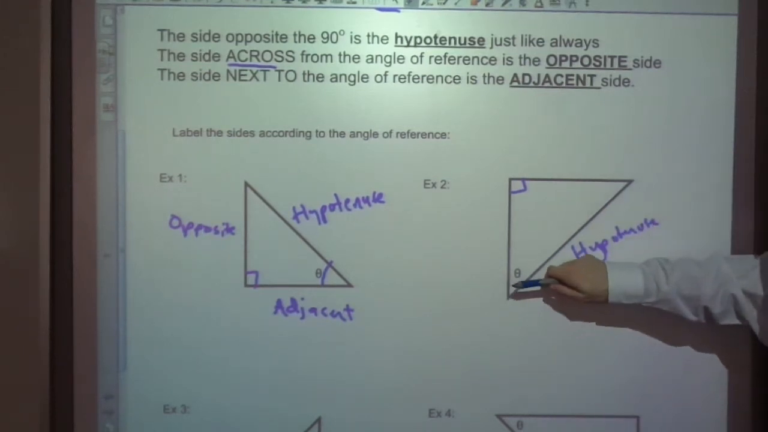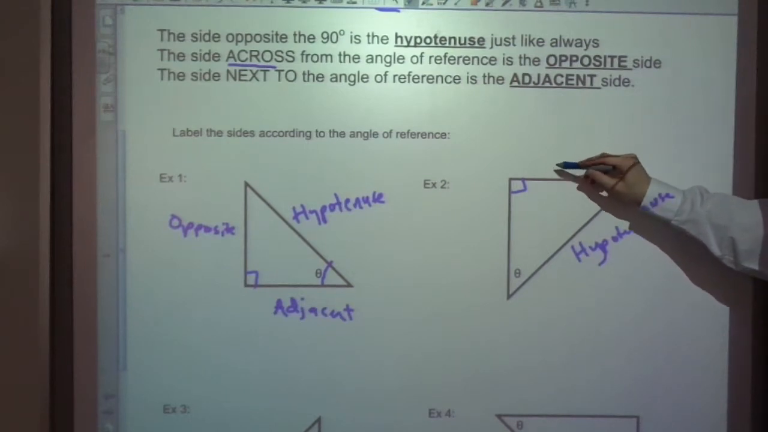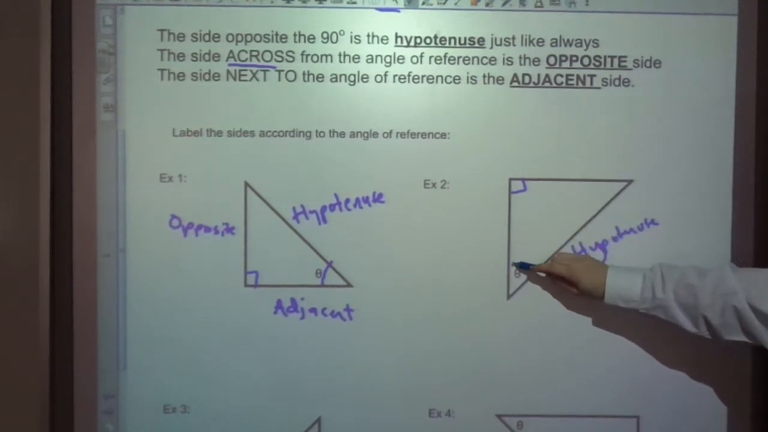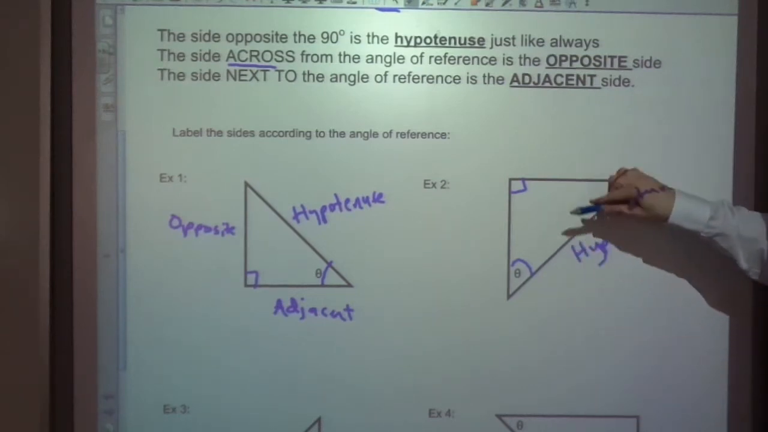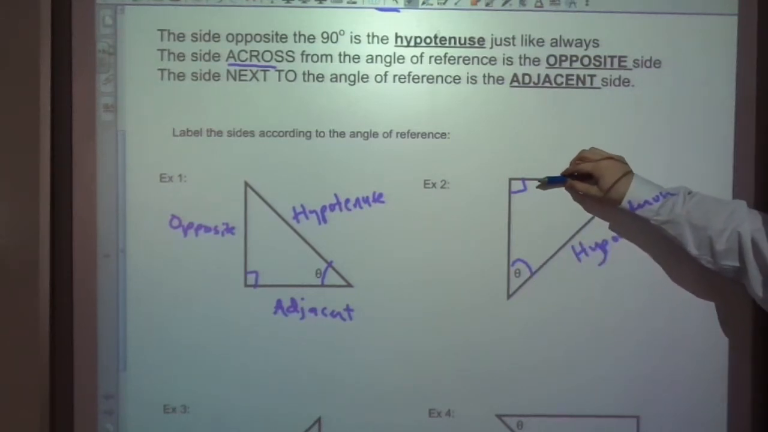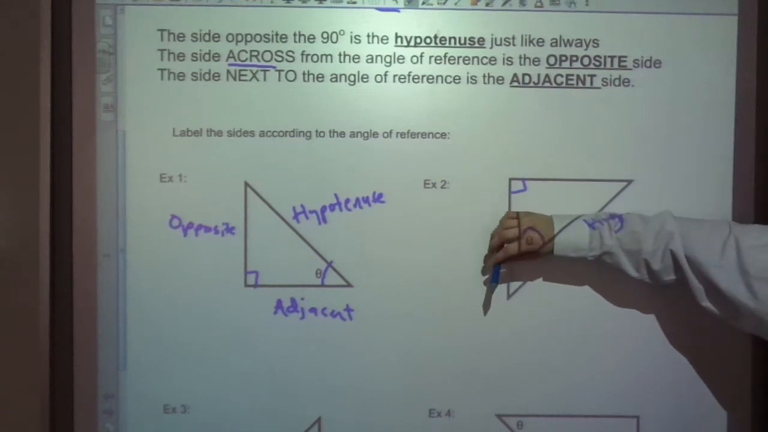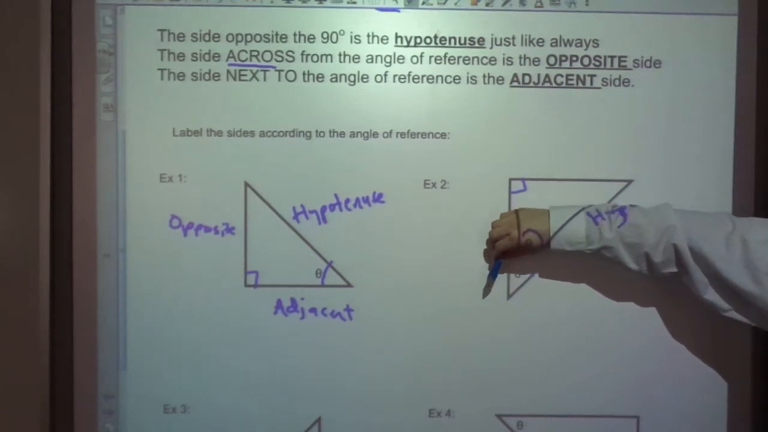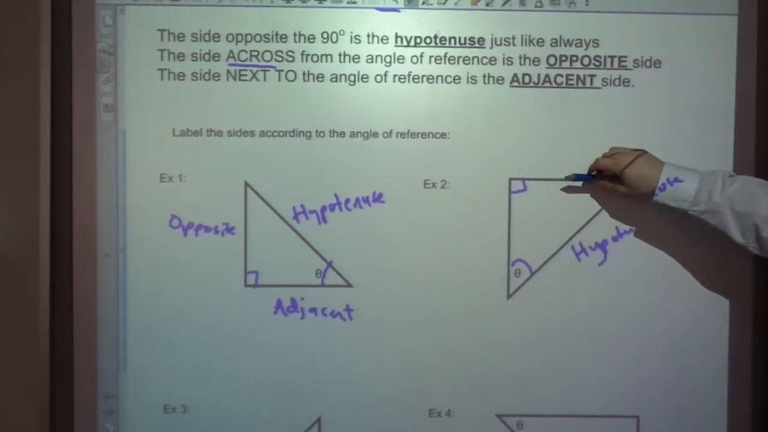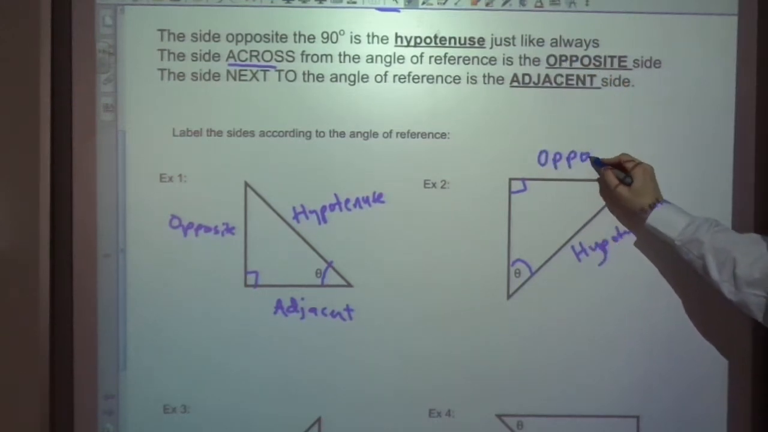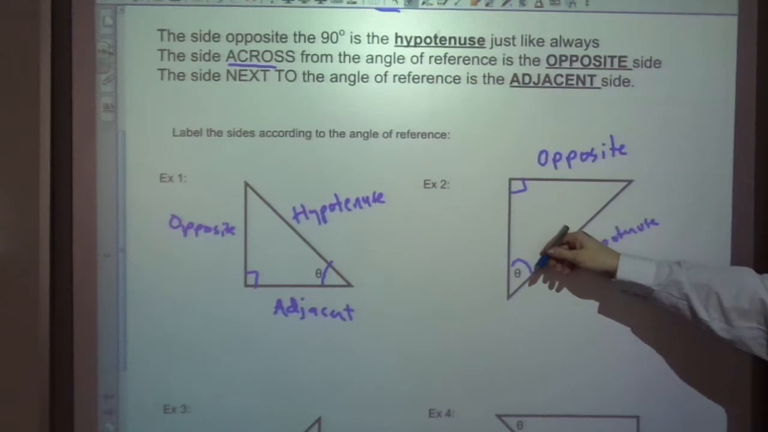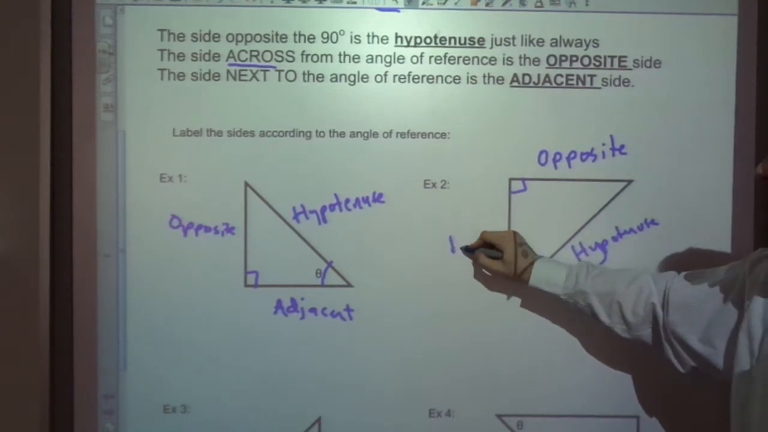Then, if I'm sitting here and I look at the triangle, I have two legs. One of them is here, that's across from me. The other one is here, it's next to me. So the one that's across from me is called the opposite. The one that is next to me is called the adjacent.